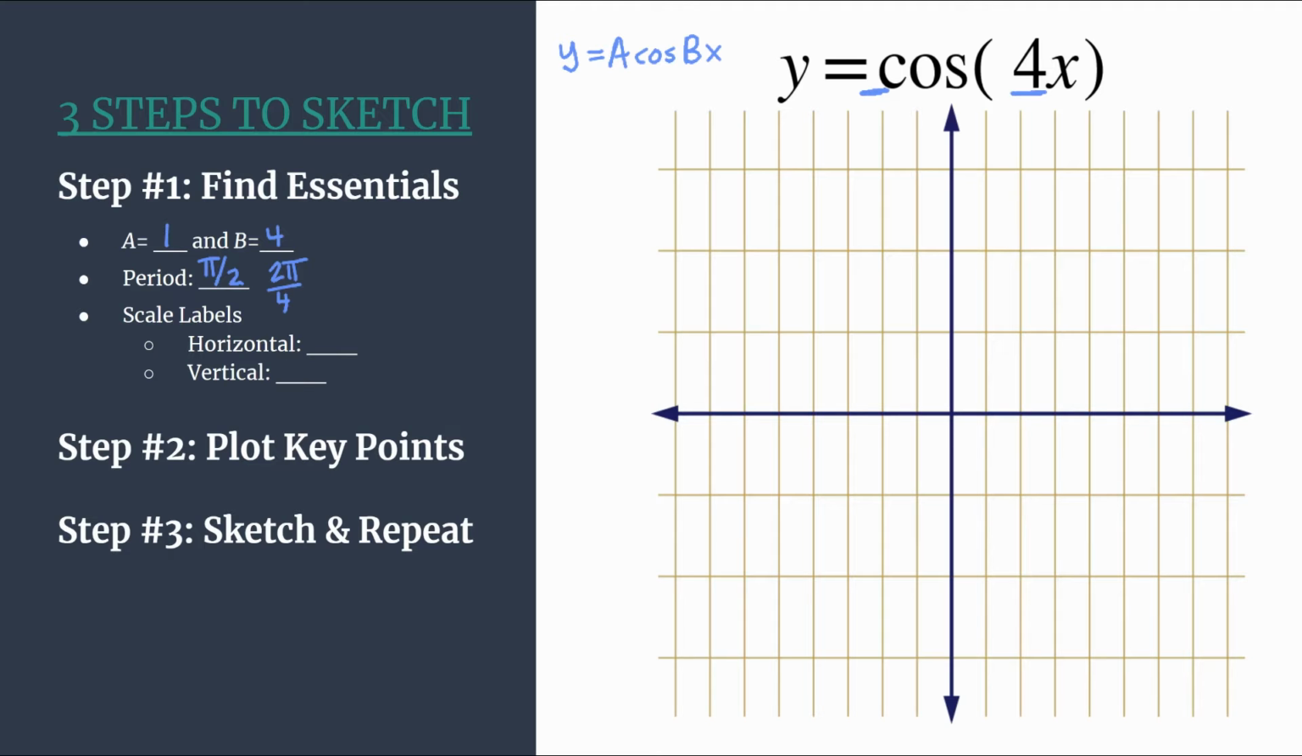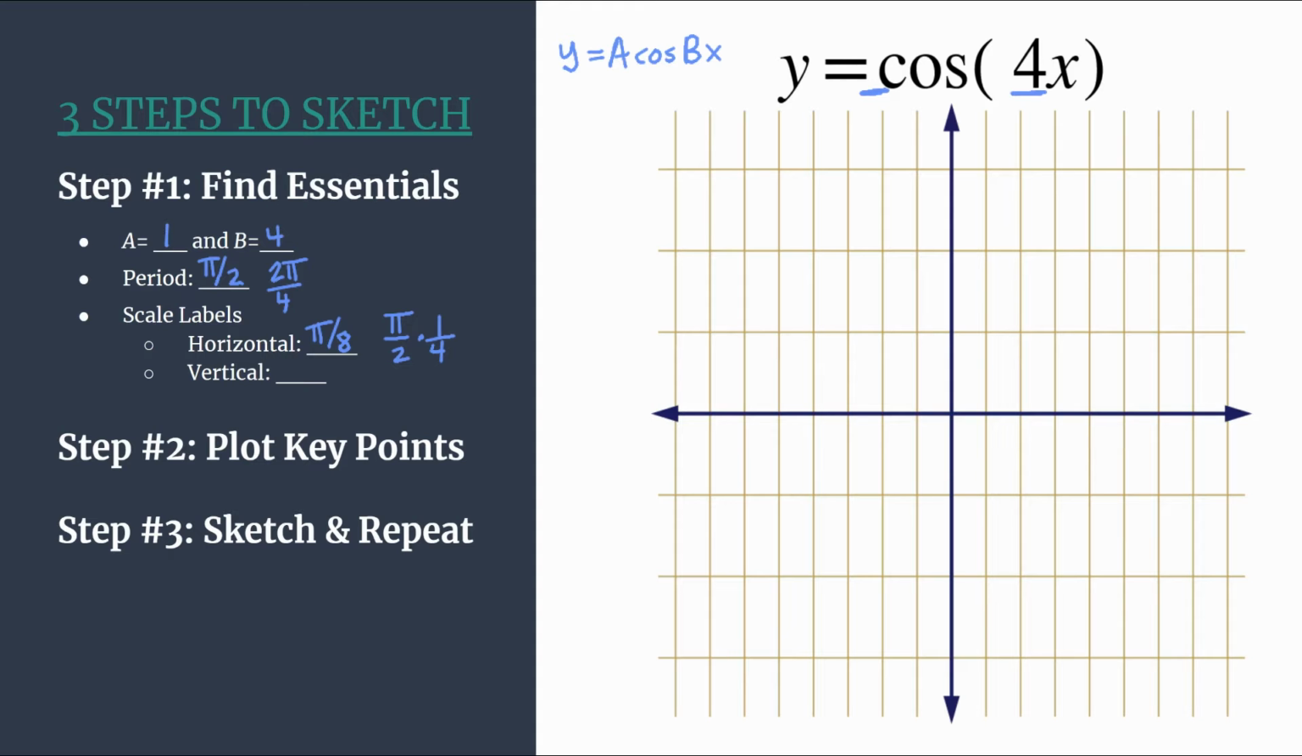Now let's choose our scale labels. And we do this very intentionally with our 3 steps to sketch method so that our key points in the next step align nicely with our horizontal tick marks. All we need to do to choose a scale label is take our period and divide by 4. So we're taking pi over 2, and dividing by 4. If you'd rather write out times 1/4 just to make it look a little bit easier to tackle, we'll see that we should count by pi over 8 when we're labeling our horizontal axis.